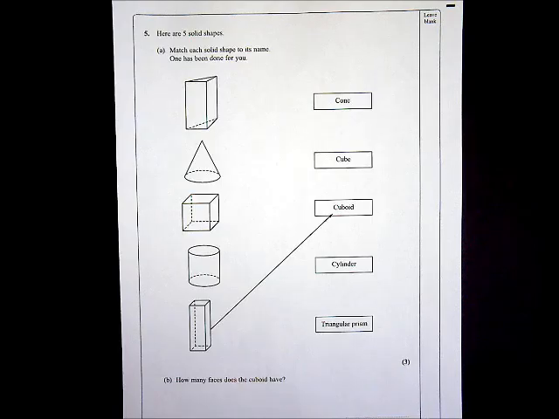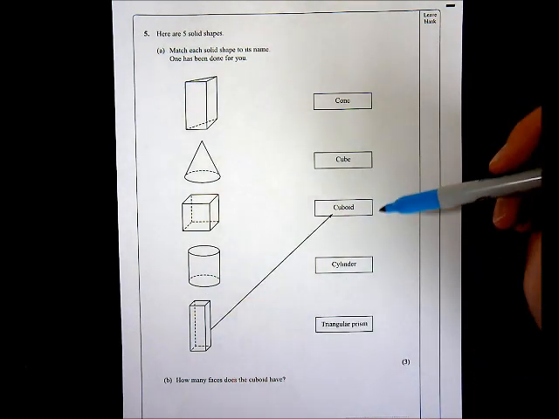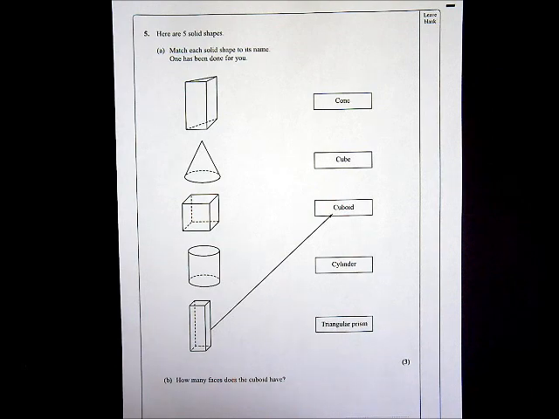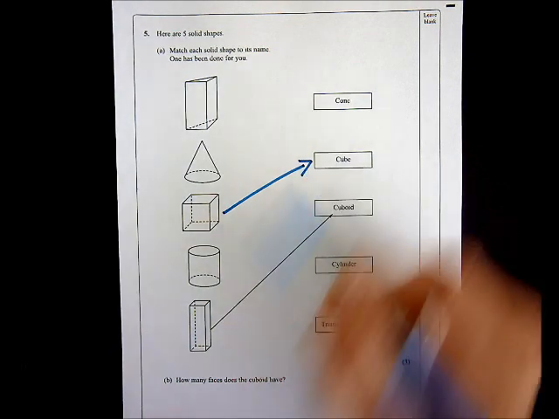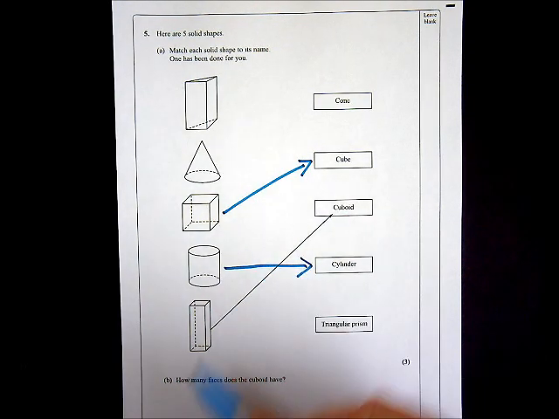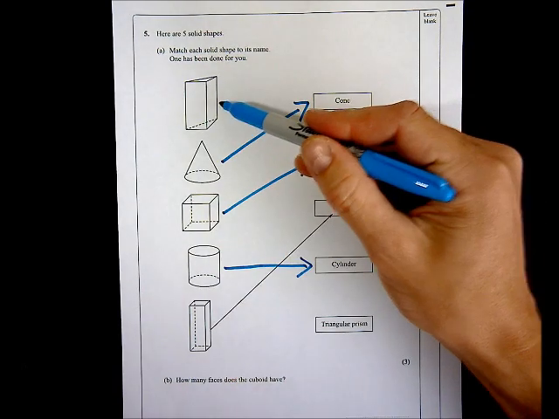On question 5, I'm given some solid shapes down the left hand side, and I've been asked to match them up, and they've matched up the first one for me, so they've matched up the cuboid here. So I'm going to start with the most obvious shape here, which is this one here, which is a cube. This one here is a cylinder. This one here is a cone, which leaves me with one shape and one answer.